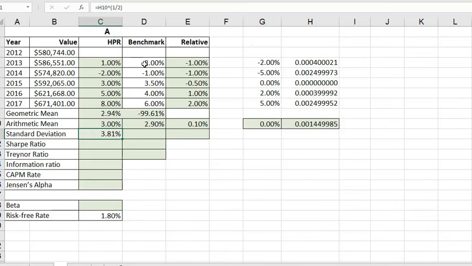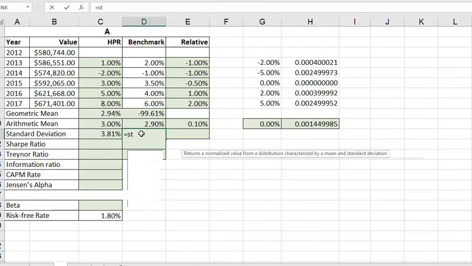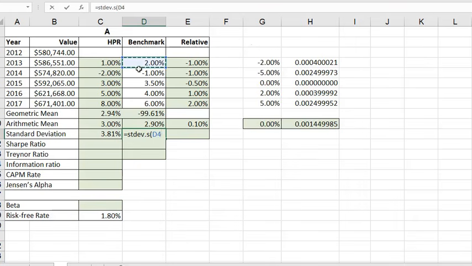Now, we can do the same thing for the benchmark and find the standard deviation for the benchmark. What I want to do is type equals STDEV.S. That's for the sample standard deviation. And I'm going to calculate the sample standard deviation for those right there. Same process, but we're just using an Excel function to do it real quickly.